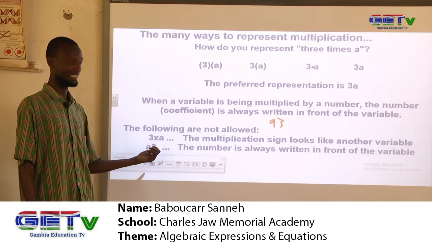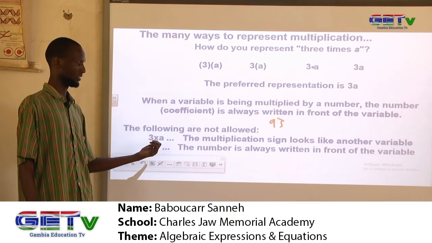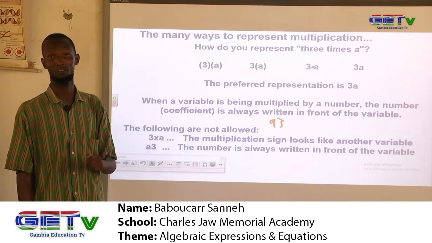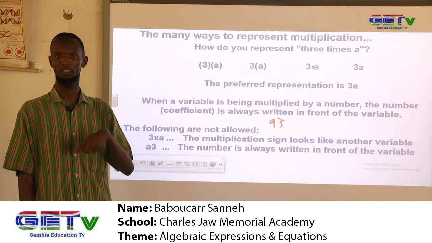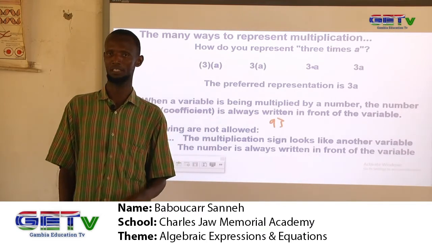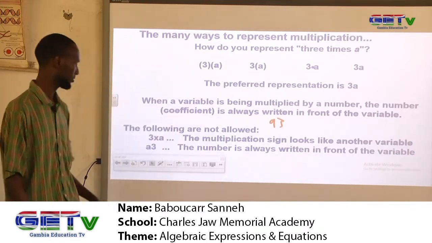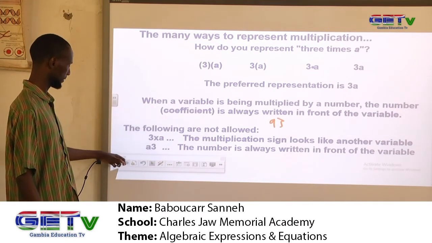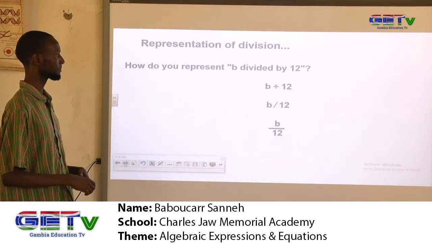Likewise, a3, this also is not allowed. The number is always written in front of the variable. So you don't put the variable in front of the number. It's the number, then the variable. These are things that we should be careful with when we are working.